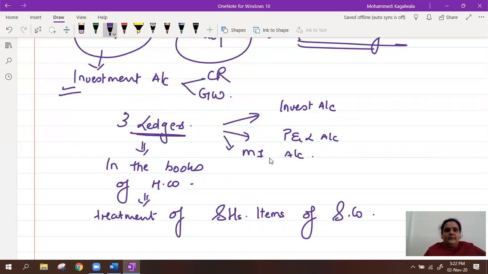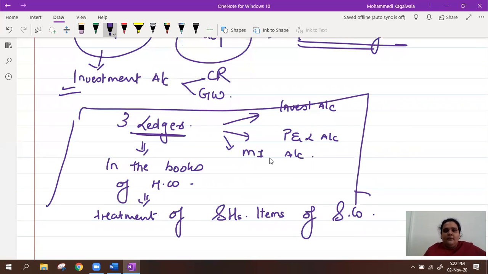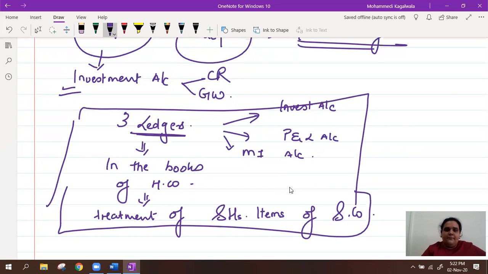बस ये इतना तुम्हें याद रखना है. ओके, ये ध्यान रखना है. 3 ledgers: investment account, P&L account, minority interest account in the books of the holding company. And what are we going to treat? We are going to treat the shareholders items of subsidiary company.